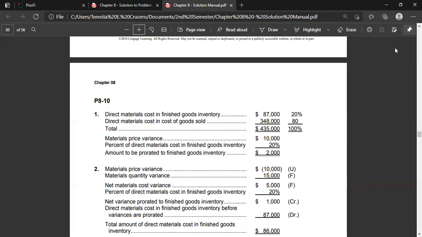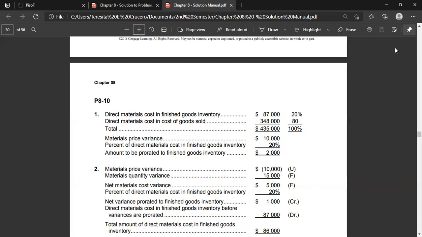Now it's stated here in the case of 8-10, hint, you must first determine the percentage of direct materials cost in the ending finished goods inventory to the total direct material cost. So we have the direct materials cost in finished goods inventory at 20%. So you now get your amount to be prorated to finished goods inventory. Now for the variance of 10,000.